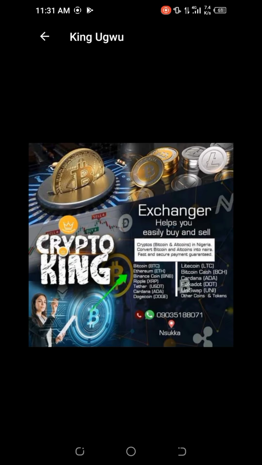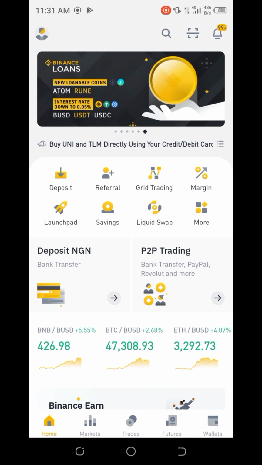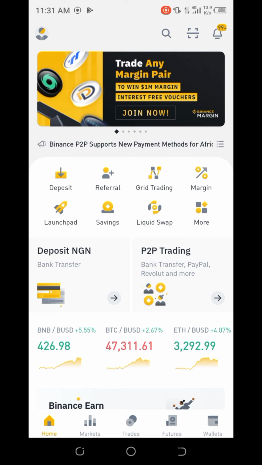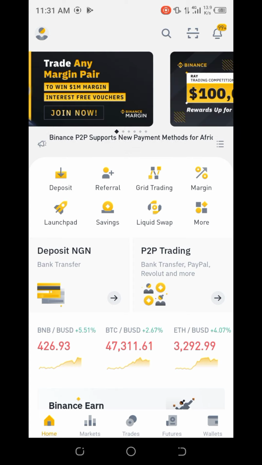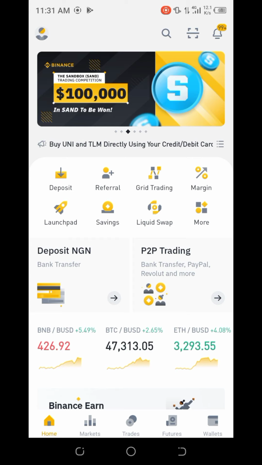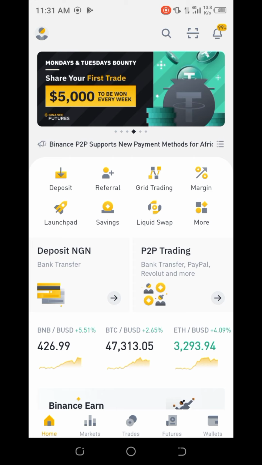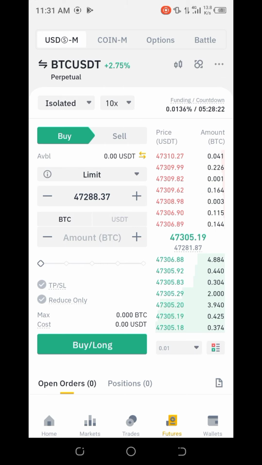Now we are heading back to Binance, where we are going to take the trade. As you can see from here, when you have created your account, you open the Binance app. It's going to take you to the home page. You find markets here, you see trades here, and then you see these futures here. So this is actually where we are going to go. You click on the futures here.